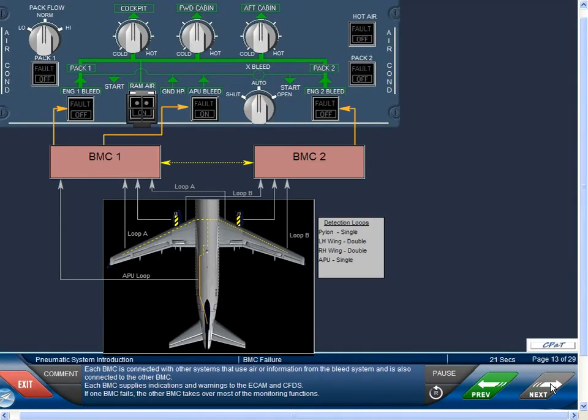Each BMC is connected with the other systems that use air or information from the bleed system and is also connected to the other BMC. Each BMC supplies indications and warnings to the ECAM and CFDS. If one BMC fails, the other BMC takes over most of the monitoring functions.